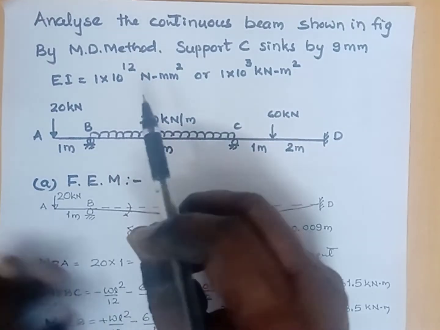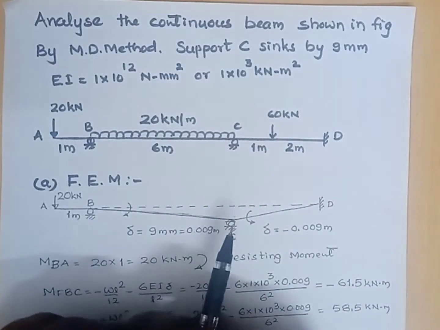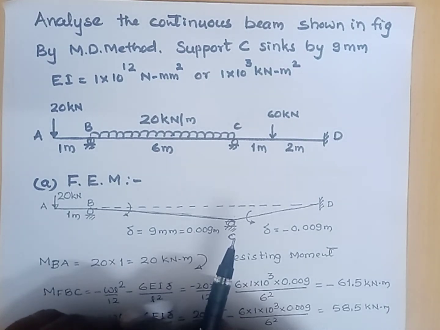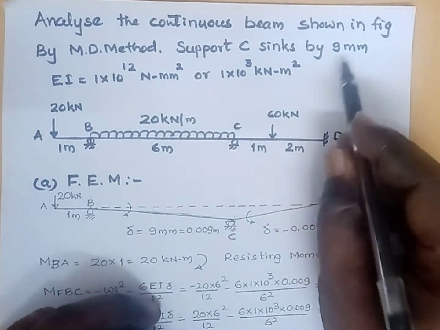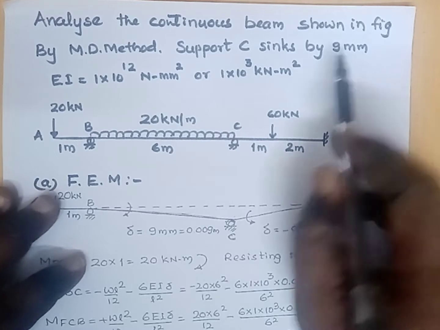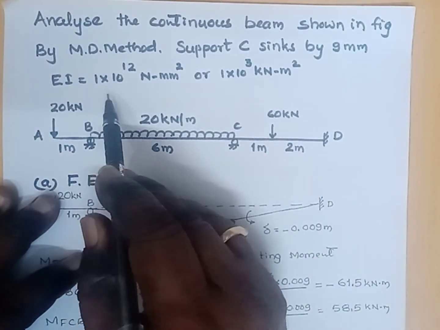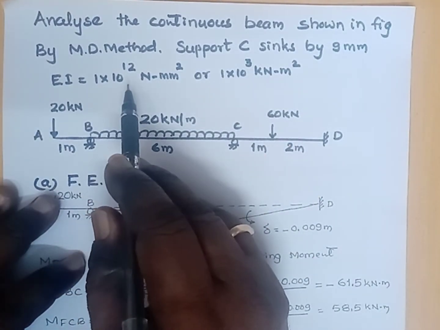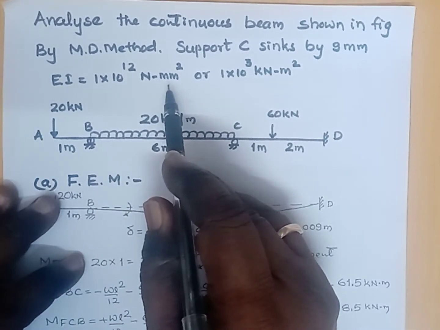Analyze the continuous beam shown in figure by moment distribution method. Support C sinks by 9 mm. The flexural rigidity EI is 1 into 10 to the power of 12 Newton millimeter square.